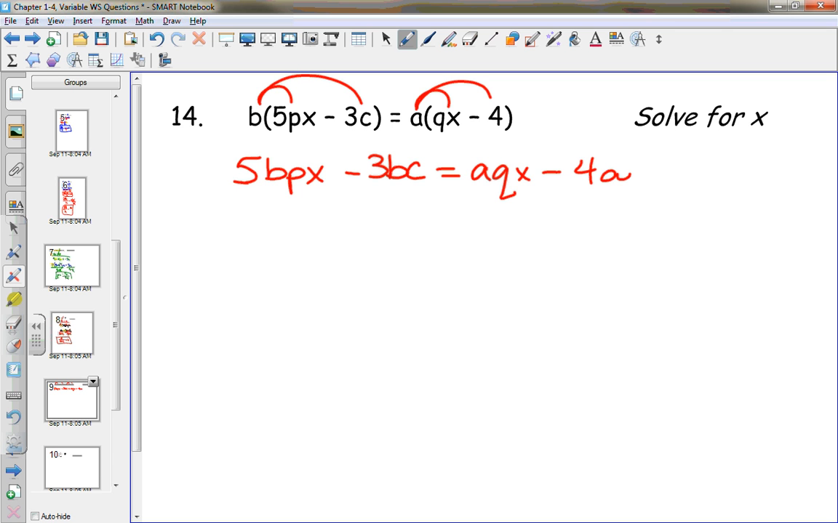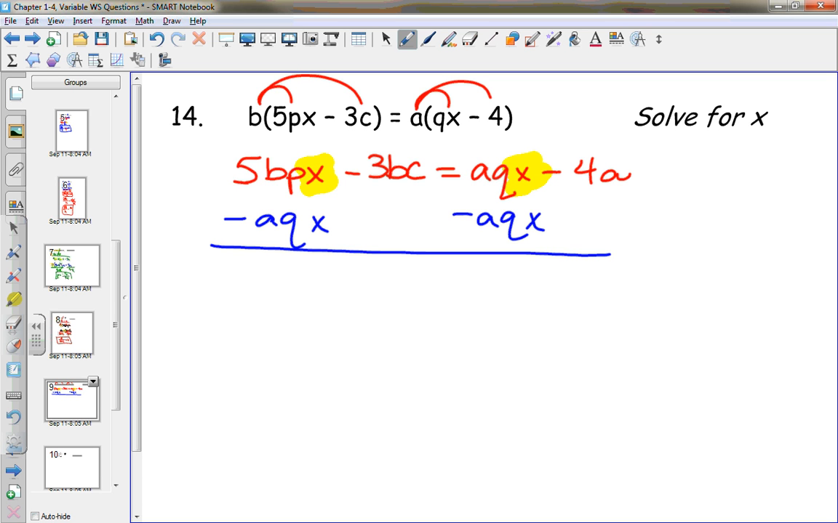Okay, so what am I solving for? So here's an x. Here's an x. I have an issue. What is it? They're on opposite sides. How do I get them on the same side? And which side should I bring them to? Minus aqx. You're right, Sierra. It does not matter which side you bring them to. So I'm going to subtract the aqx for one reason, because generally speaking, you all like to bring everything over to the left-hand side. That's totally fine. Okay? So I'm going to bring this down. 5bpx minus aqx minus 3bc, that's gone, is equal to negative 4a.